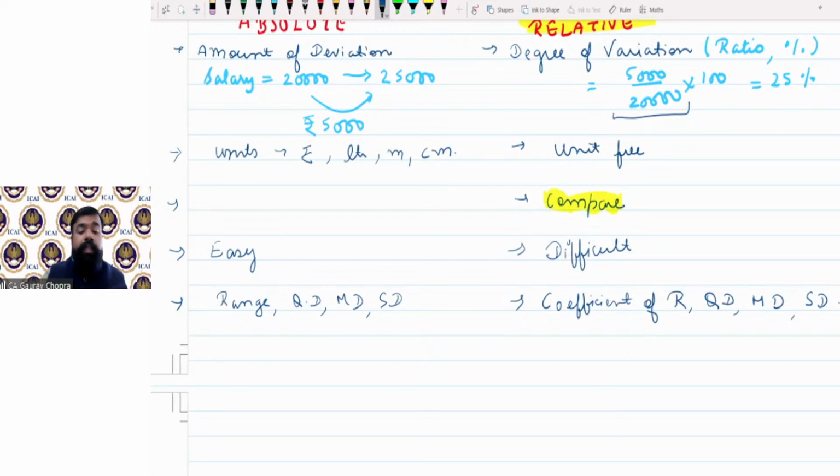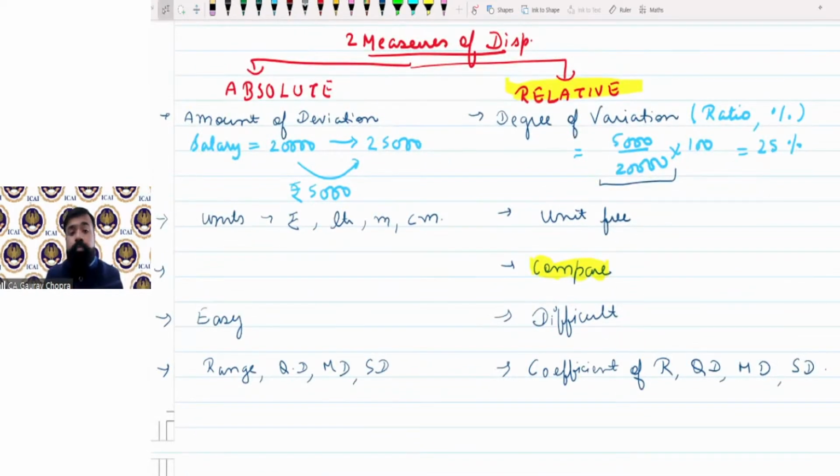So any doubt till here, let me know. Because on this topic, many theoretical questions are formed on absolute and relative measure. So any doubt till here, let me know. Otherwise, we will proceed towards the next point, which is range.